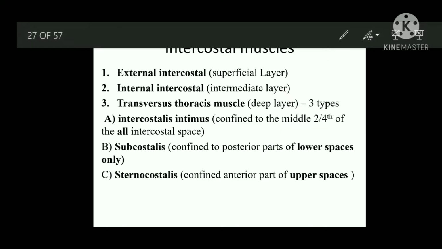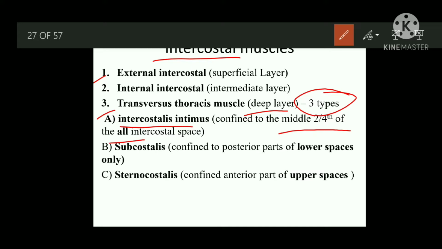So intercostal muscles have 3 layers: superficial, intermediate and the deep layer. The superficial layer is the external intercostal muscle. In the intermediate layer there is the internal intercostal, and the transverse thoracic muscle lies in the deep layer. And transverse thoracic muscles have 3 types: intercostalis intimus muscle that is confined only to the middle two-fourths of the intercostal spaces.